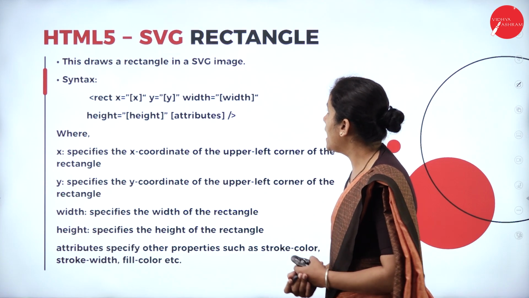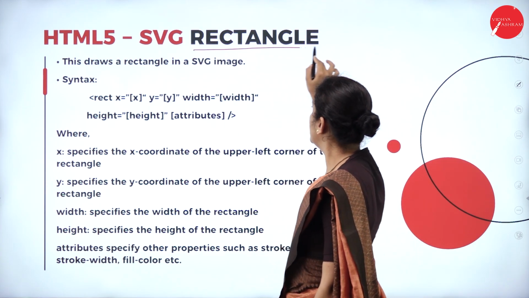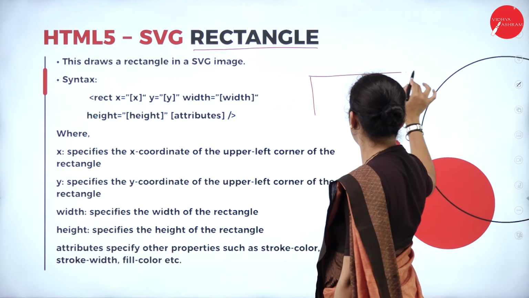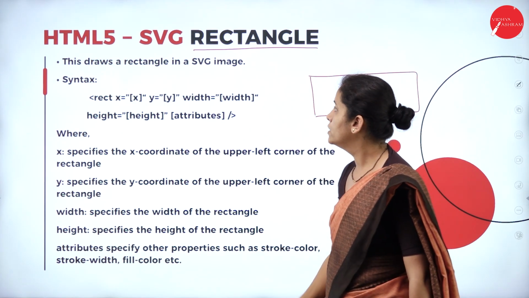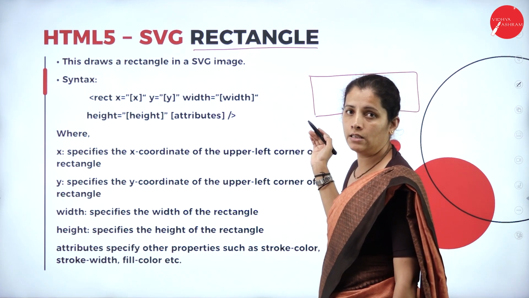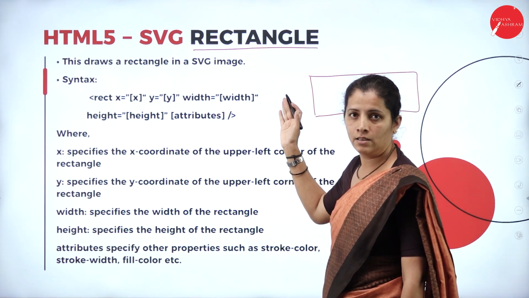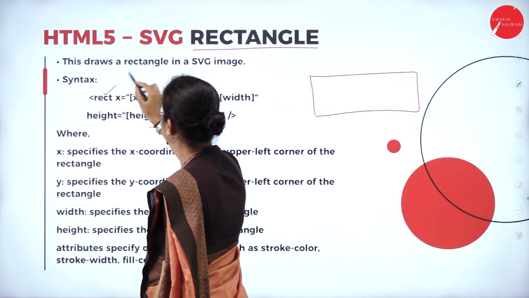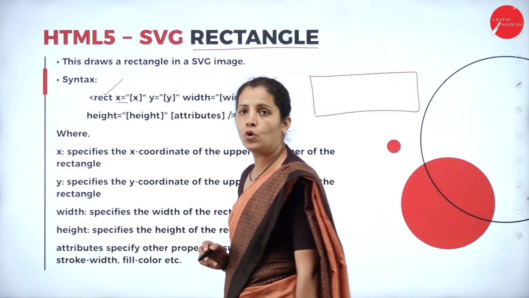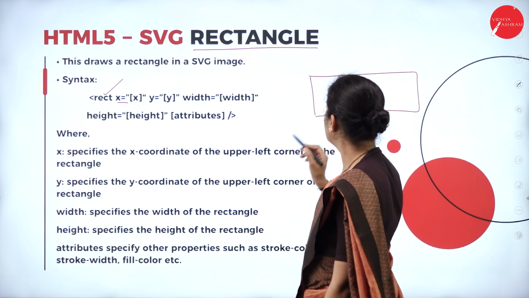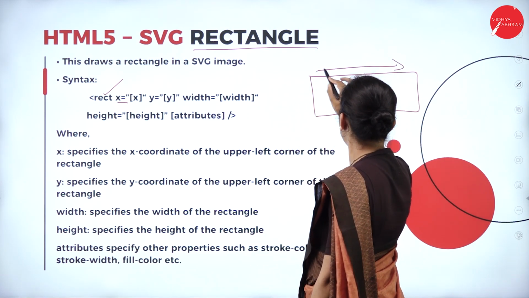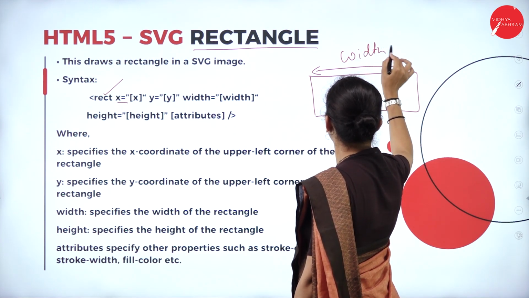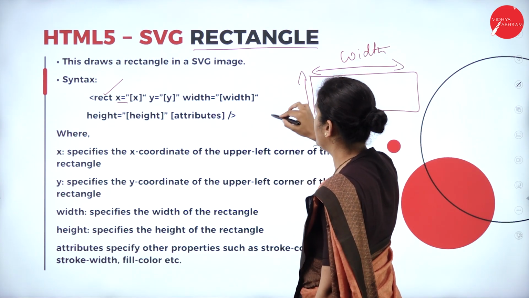Okay, fine. Next, I have one more SVG element, that's nothing but the rectangle. I want to draw a rectangle. To draw the rectangle, I'm going to use the rect element. So what's my tag name? Rect. I have the x coordinate, y coordinate, and at the same time I'm going to specify the width and the height.